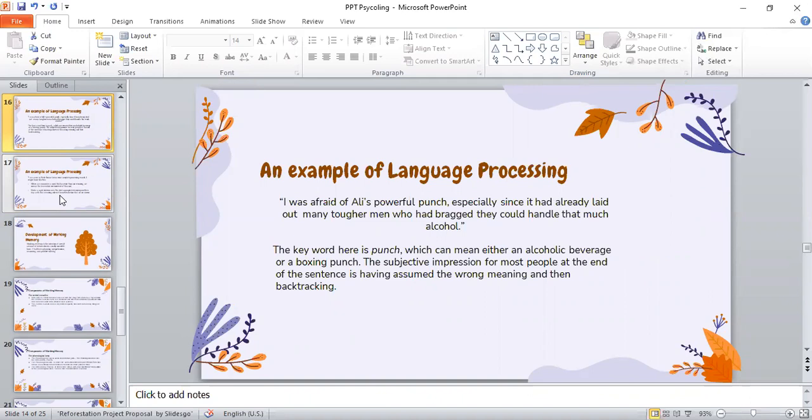I will explain an example of language processing. This is the example: I was afraid of Ali's powerful punch, especially since it had already laid out many taller men who had bragged they could handle that much alcohol. The key word here is punch, which can mean either an alcoholic beverage or a boxing punch. The subjective impression for most people at the end of the sentence is having assumed the wrong meaning and then backtracking. Next.